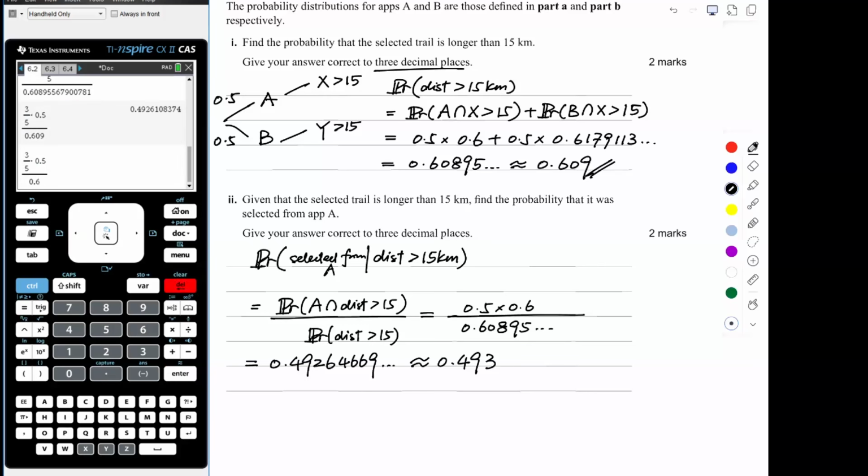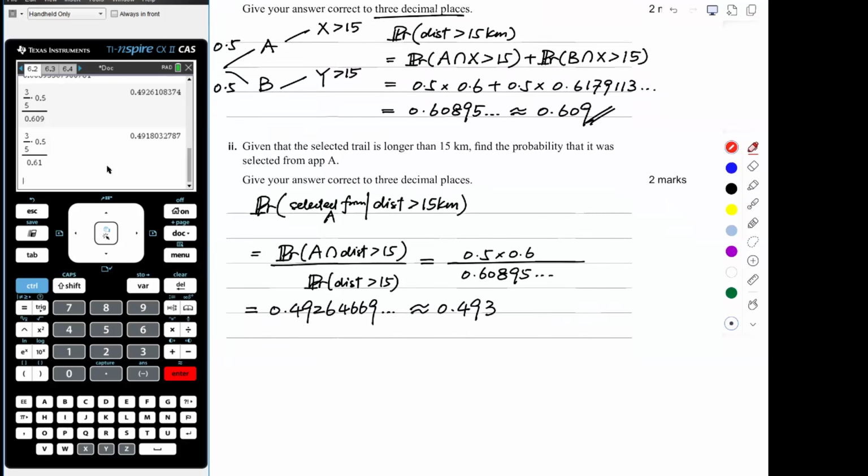Another extreme case, if you round it incorrectly, what will happen is with 0.61, you actually get 0.492 rather than 0.493. So be very careful. Keep more digits or more decimal places, okay?